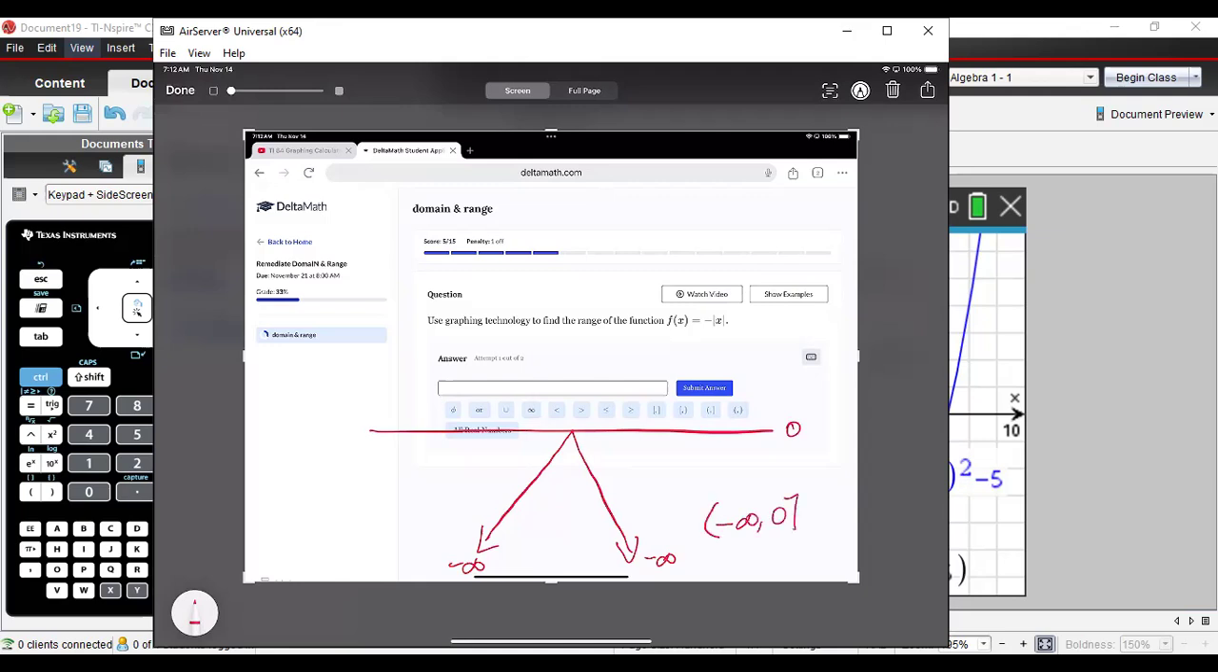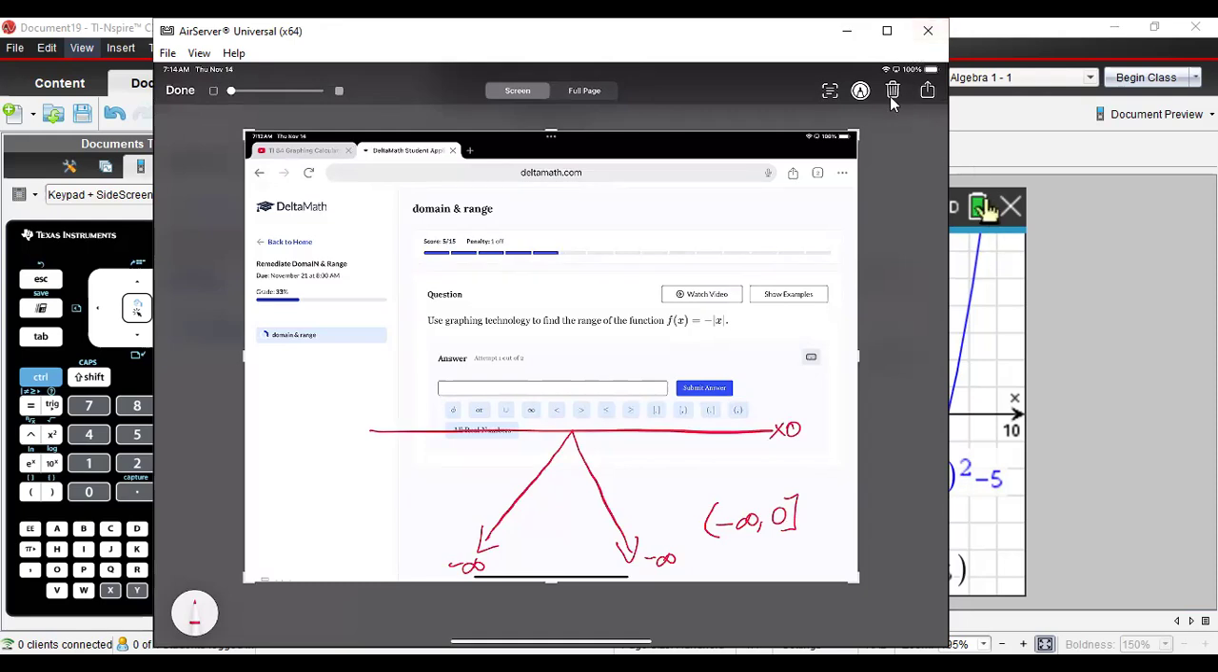This will be parentheses. This will be brackets. So this is the x-axis. So the y value here is 0. So it goes from a negative infinity to 0. So that's what you're going to do. And that will be it for me.